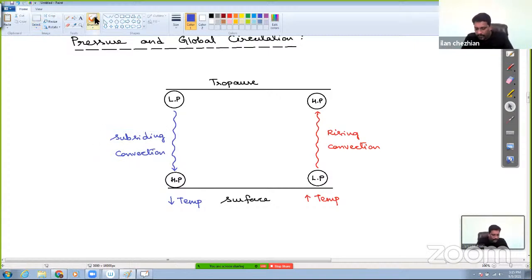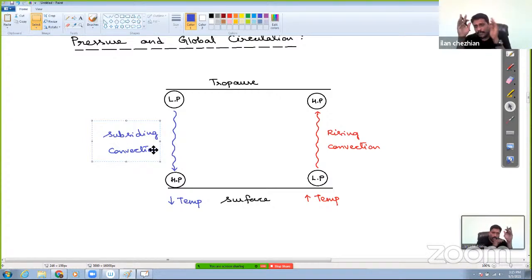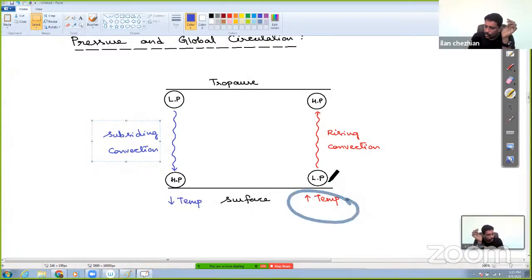Okay, right. So rising convection creates a low pressure at the surface, and subsiding convection creates a high pressure at the surface. Very important, my friend. Now, normally we say high temperature results in low pressure, accepted. But is it directly? If you ask me, no. It is created indirectly, my friend.